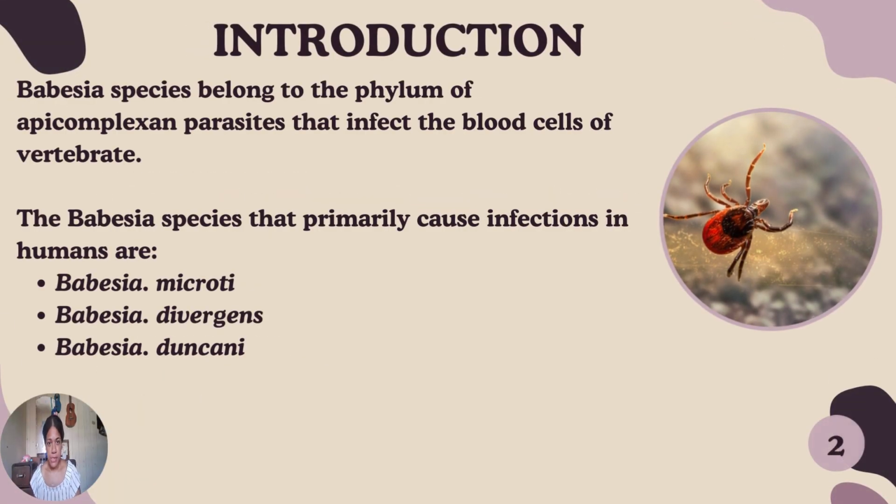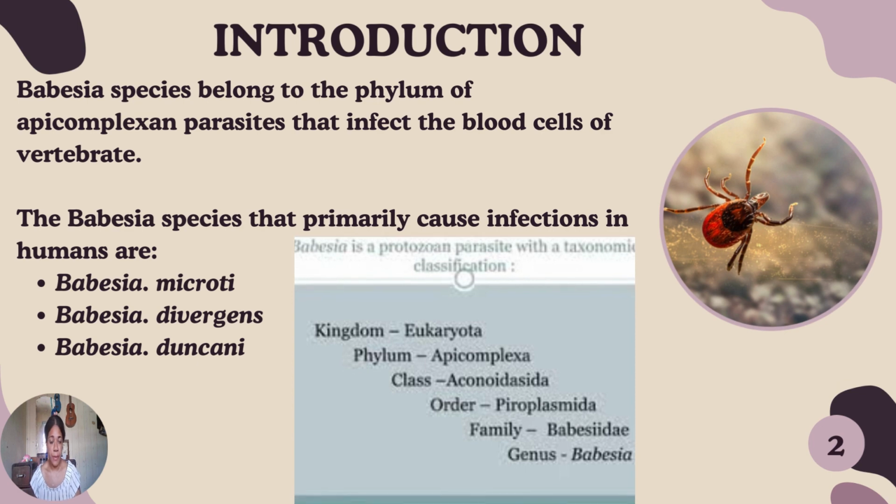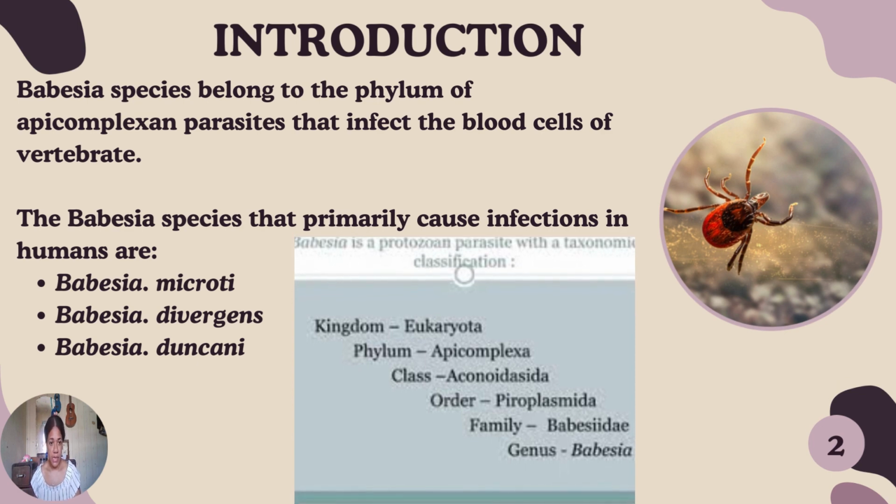So the Babesia species belongs to the phylum of Apicomplexan parasites, and it is a blood parasite that infects the blood cells of vertebrates, specifically the red blood cells. The common Babesia species that cause infections in humans are Babesia microti, Babesia divergens, and Babesia duncani. There are other Babesia species that cause infections in vertebrates, such as Babesia bovis, which causes infection in cattle, and Babesia rossi, which causes infections in dogs.